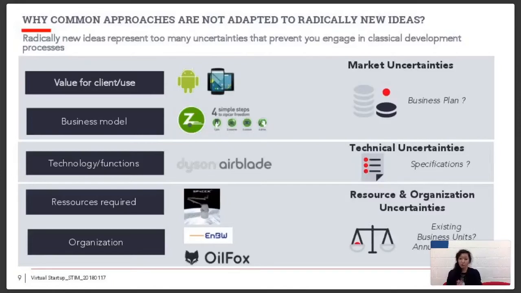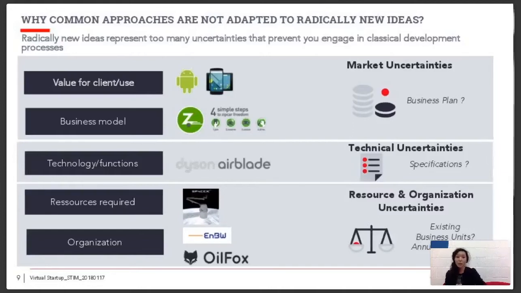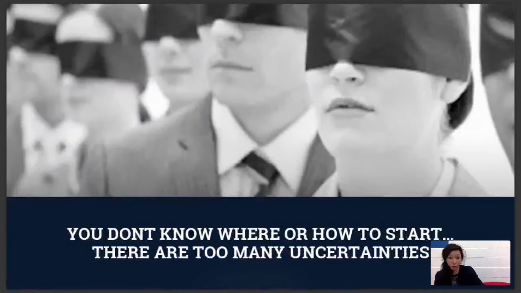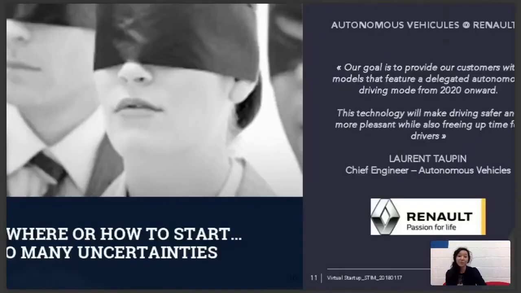So you are confronted with different levels of uncertainties, market, technical, and the resource and organizational ones. And you have to think, once you're starting the development of new, still immature ideas, how you're going to test the potential of these ideas across all these levels of uncertainties. So what are we going to propose to you? And basically the question becomes, I don't know where to start. There are too many uncertainties. How do I validate the potential of my ideas?